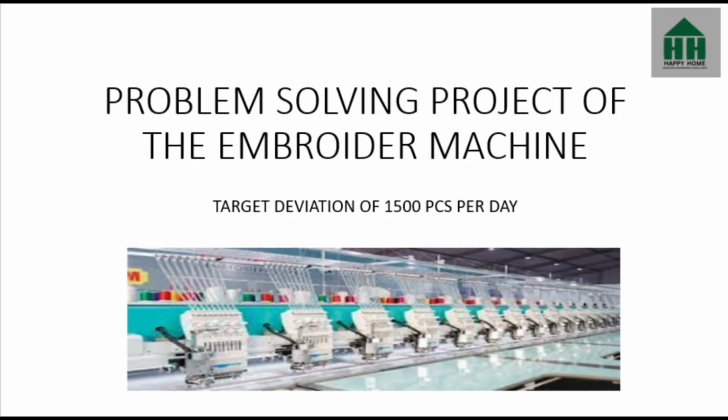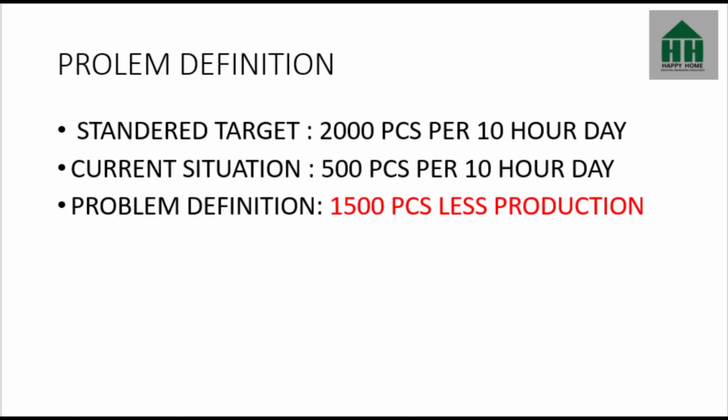This problem occurred in an embroidery machine, which had a deviation of 1500 pieces from the expected target of the day. First of all, we wanted to define the problem. In this case, the expected target of the embroidery machine was 2000 pieces per day, but the current situation was only 500 pieces of production, and the deviation of the current situation from the expected target was 1500 pieces. As we all know, the definition of a problem is the deviation of the current situation from the expected situation.